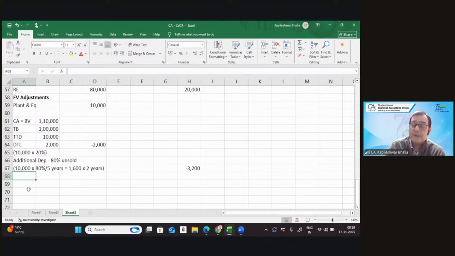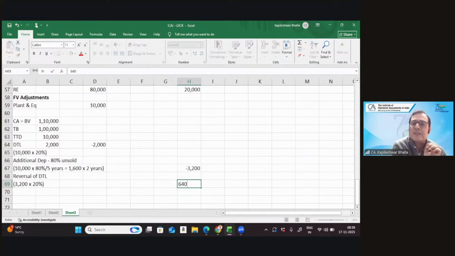So what do we need to do in this particular case? We also need to consider the reversal of a DTL. And the reversal of the DTL in this particular case is going to be on that 3,200. The charging of the additional depreciation will lead to a reversal of a DTL. So on this 3,200, we'll take 20% and get a reversal of a DTL, which is income. And I think that works out at 640.